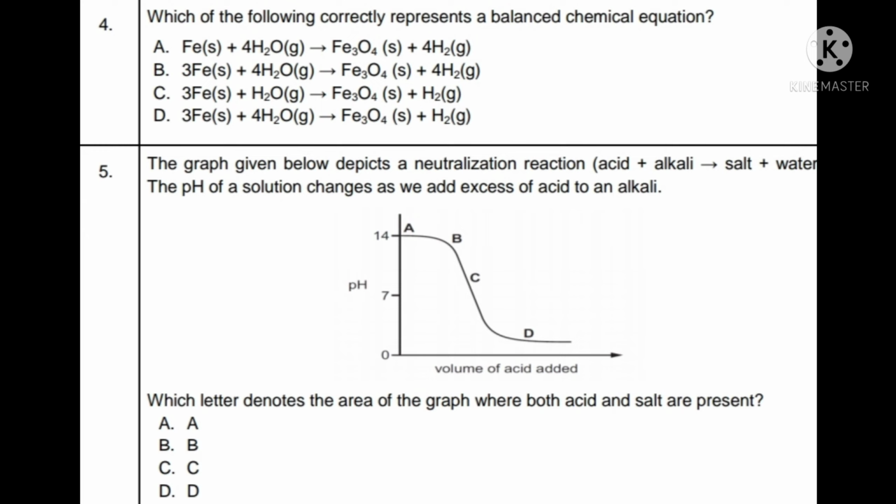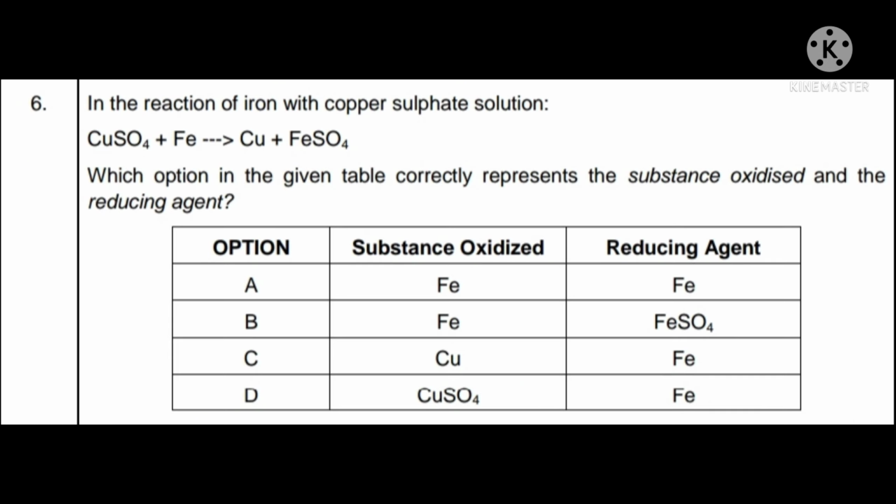Question number 5. The graph given below depicts a neutralization reaction, that is acid plus alkali gives salt plus water. The pH of a solution changes as we add excess of acid to an alkali. Which letter denotes area of the graph where both acid and salt are present? Here the correct answer is option D, that is the area denoted by the letter D.